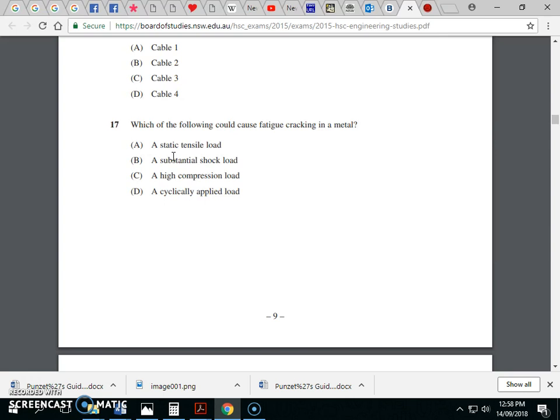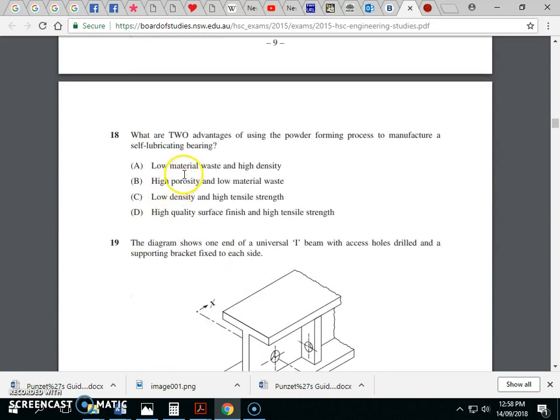Substantial shock load. Right, so all of a sudden, chunk. Something's been added. Yeah, so that's a substantial shock load. A high compression load is the opposite of a tensile load. So we have, say, a beam that's constantly being compressed. Now, cyclically applied loads is things like planes, where the wings are constantly being elevated. I don't want to say flapping, but they're constantly being lifted and dropped as the air pressure changes. And that sort of cyclical load, which is slowly applied and released stresses, does create fatigue cracking. Okay, and it's a big deal.